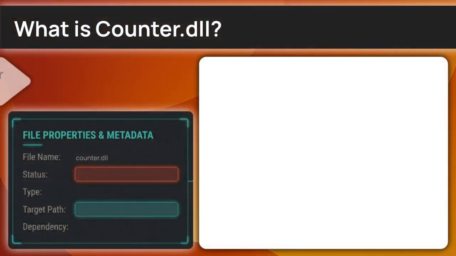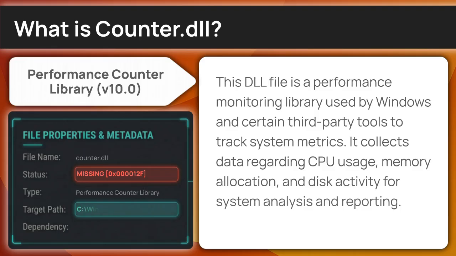This DLL file is a performance monitoring library used by Windows and certain third-party tools to track system metrics. It collects data regarding CPU usage, memory allocation, and disk activity for system analysis and reporting. Now that the background is clear, let's walk through the actual installation steps.